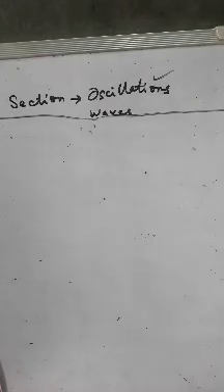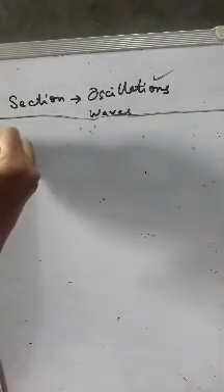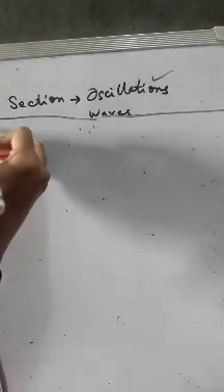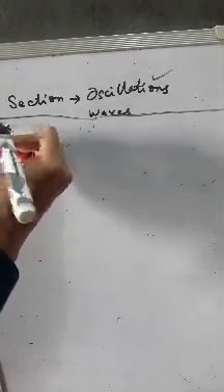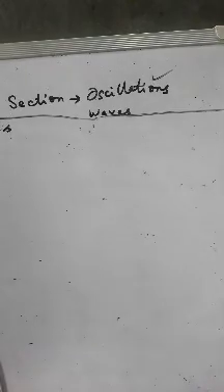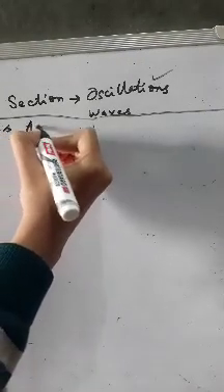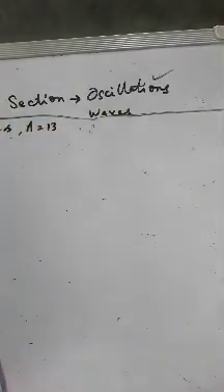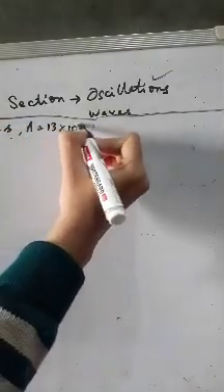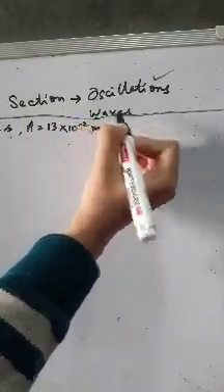What is the question given? That the time period and the amplitude of a particle executing SHM are 12 seconds and 13 into 10 to the power minus 2 meter. So I'm doing the tabulation here. The time period's value is 12 seconds, and the amplitude's value is given, a equals to 13 into 10 to the power minus 2 meter.